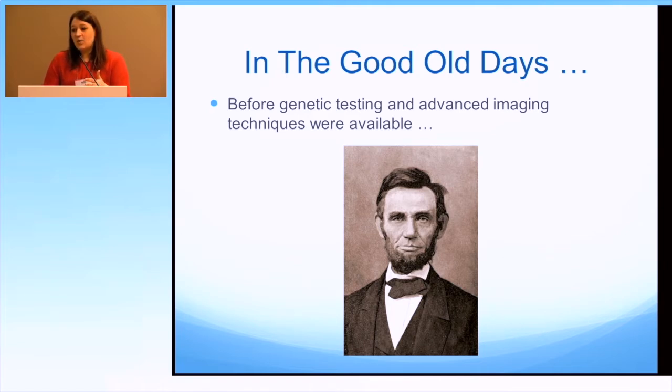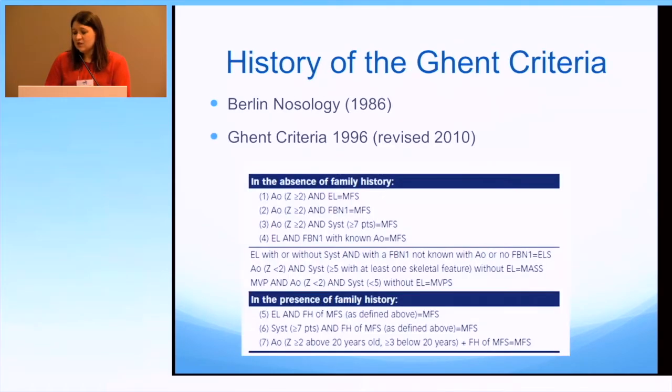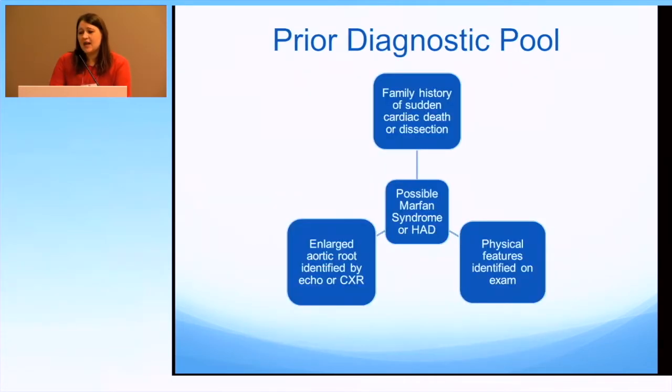So I think that's important: the way that we used to diagnose patients based on the physical exam and the scoring, we still do, but things have changed quite a bit, and that may have been stigmatizing in the past. Looking at the history of the Ghent Criteria, initially it was the Berlin Nosology in 1986, and then became the Ghent Criteria, which was revised in 2010. This is still the standard for clinical diagnosis of people with Marfan syndrome, not related disorders. These are the things that we look at, the physical exam features and the family history, to reach a diagnosis. So this was the prior diagnostic pool.